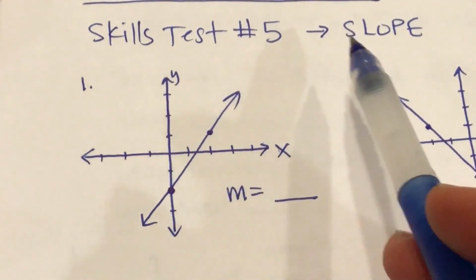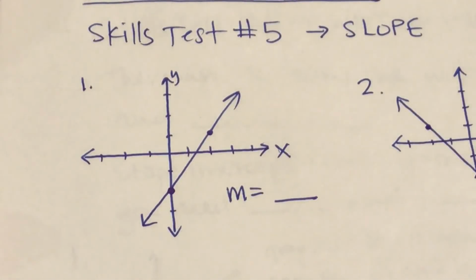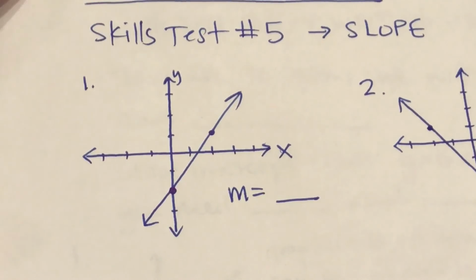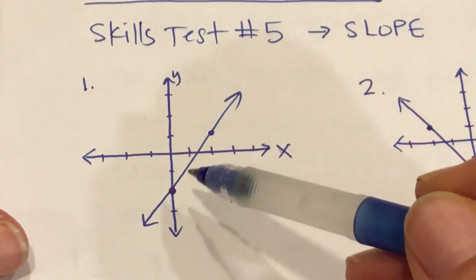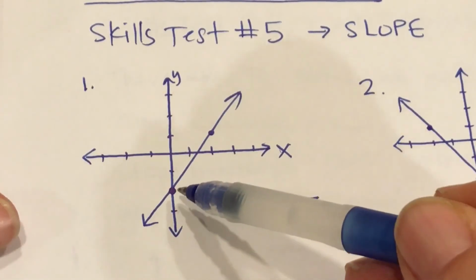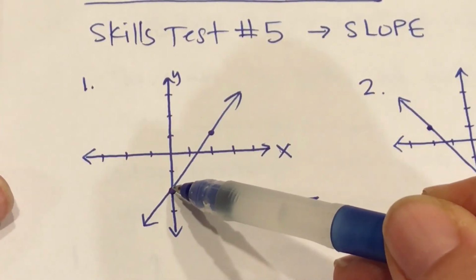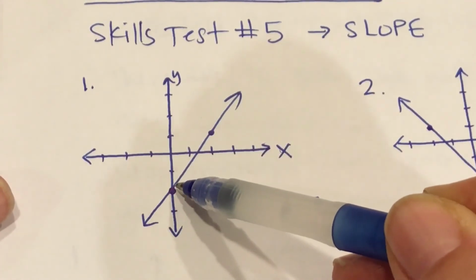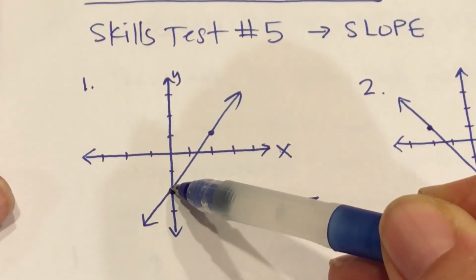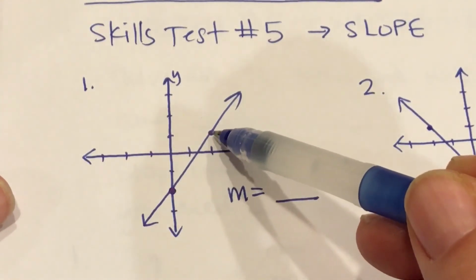So here we are, skills test number 5. We're going to be talking about different ways to find the slope. There's a couple different representations. One of them is to look at it graphically. Usually this is the one that most kids are the most comfortable with. I usually like to start at the leftmost point and then go to the right point. So if I start here at the leftmost point, I'm going to have to count up and then to the right to get to that point.